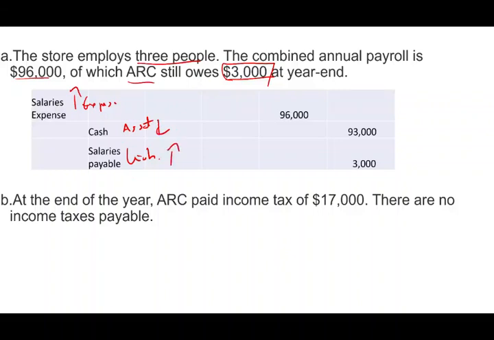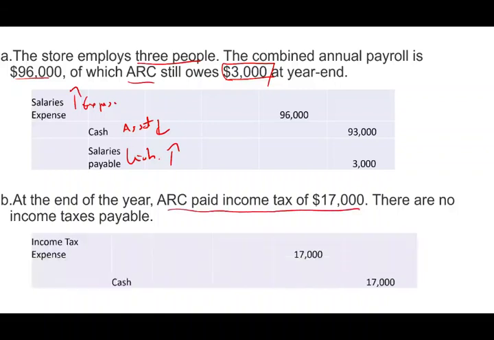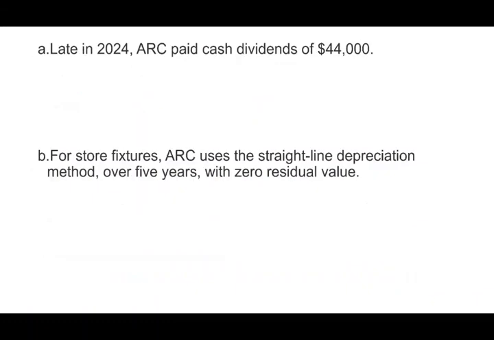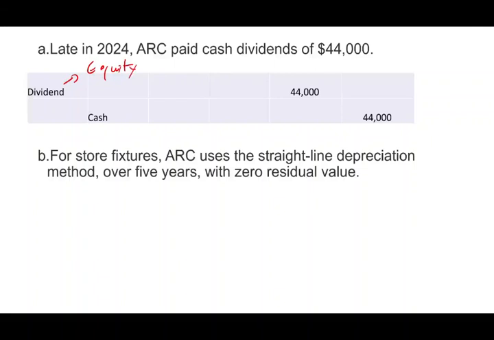Okay. At year end, the company paid their income tax of $17,000. We paid it in cash: debit income tax expense, credit cash. This is an expense and this is an asset. This goes on the income statement. The cash ends up on the balance sheet. Late in the year, ARC paid a dividend of $44,000. We debit dividend, credit cash of $44,000. Dividend is an equity account, to be more specific, a retained earnings account, but it's an equity account.